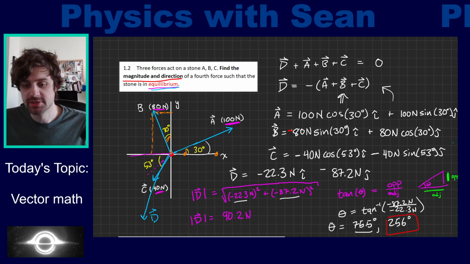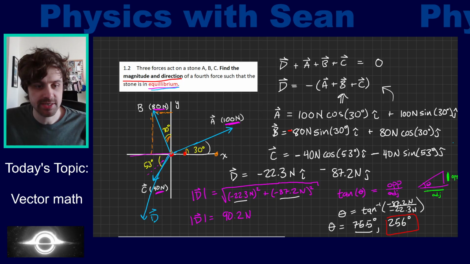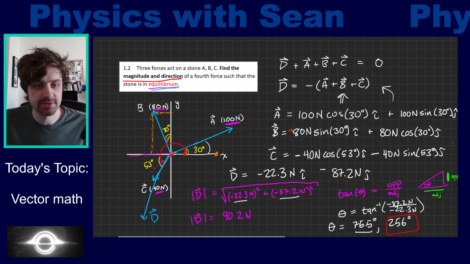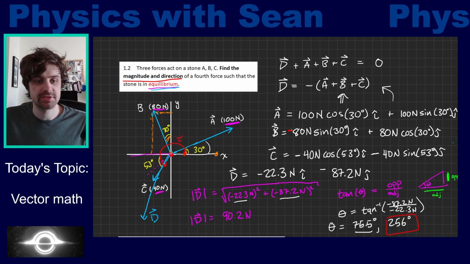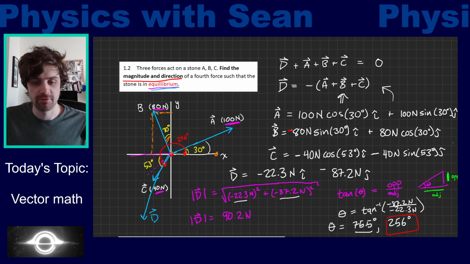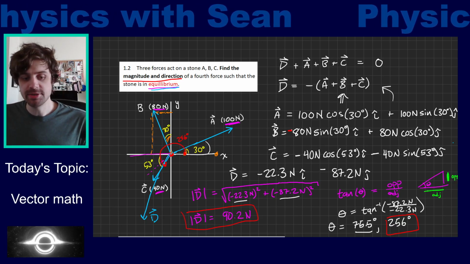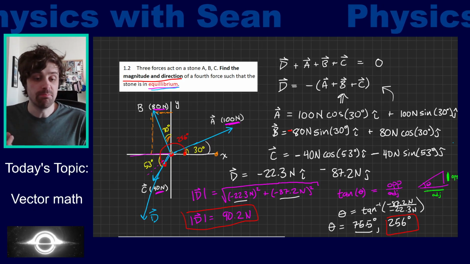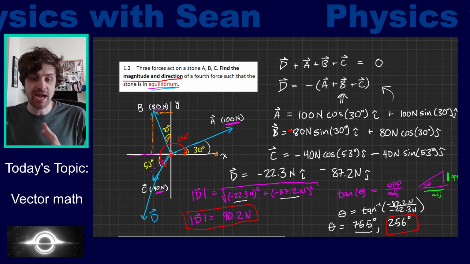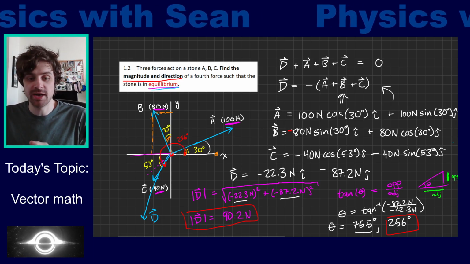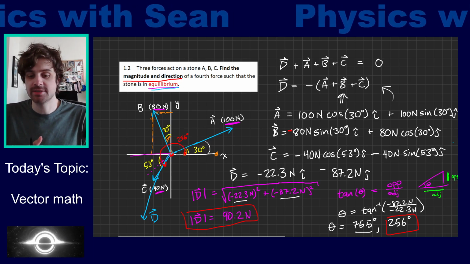256 degrees, which is the angle that is made from the positive x-axis all the way around right here. 256 degrees for our vector D. So we have our two pieces of our answer here. We've got the magnitude of the force, which is 90.2 newtons. We found that by adding up the x and y components of all the other forces and then calculating the magnitude.